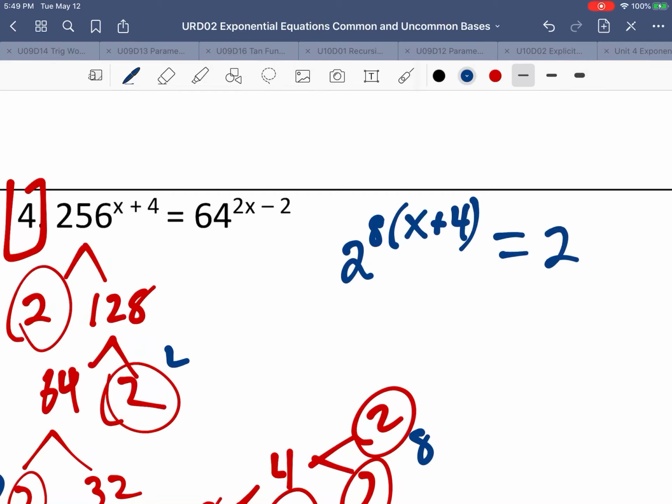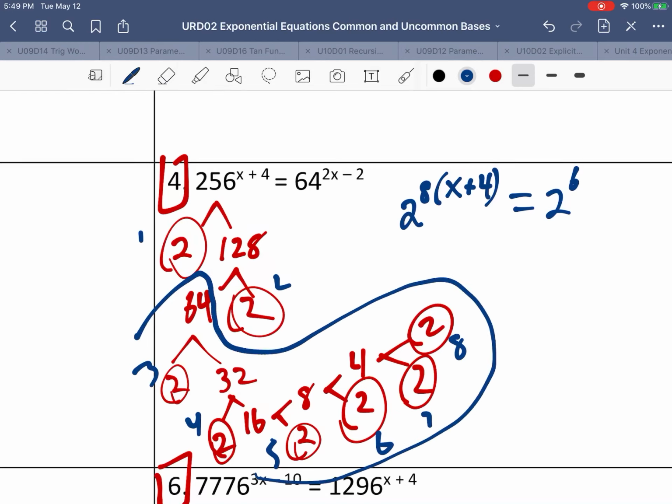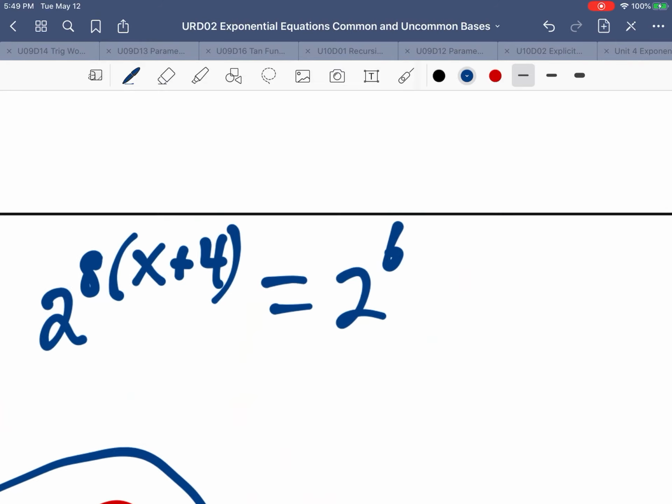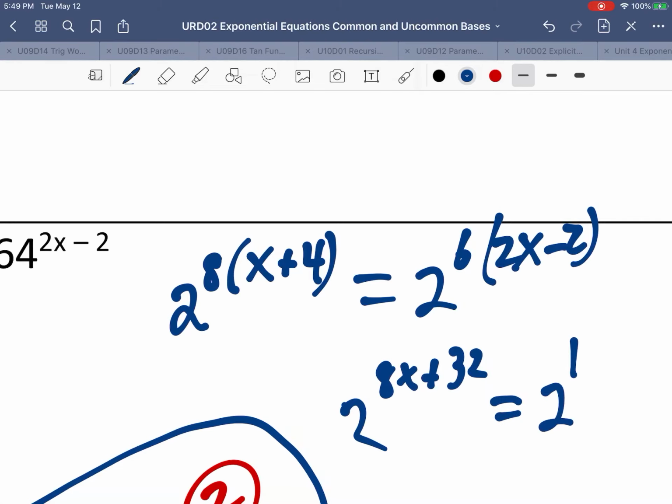Now, 64 is 2 to the 6th power. You can just break it down. We've actually kind of done it already. So 64 starts here. So if I were to look at this branch here, I can count 3 to 8 is 6 of them. So I'm going to put the 2x minus 2 inside of a parenthesis. So that means that these two numbers could have been represented this way as well. So that means 2 to the 8x plus 32 is equal to 2 to the 12x minus 12.